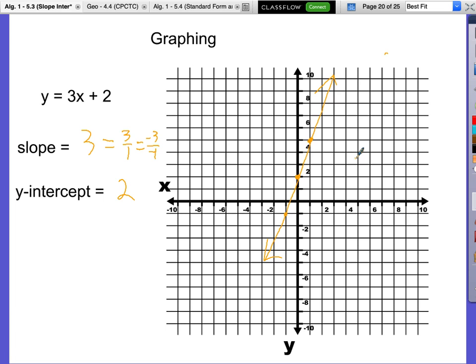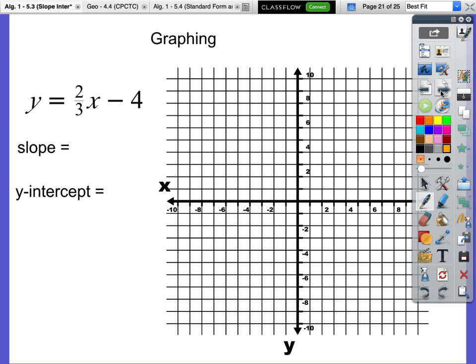Okay, anybody still need this? Hey, try this one. Write this one down. Try graphing it.